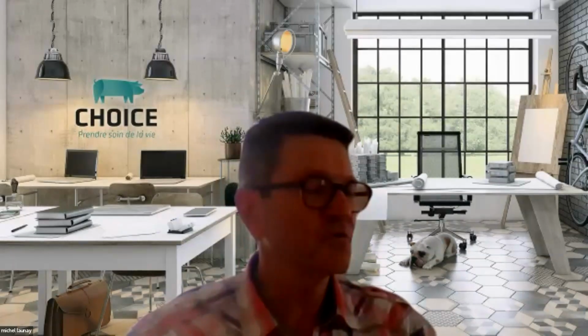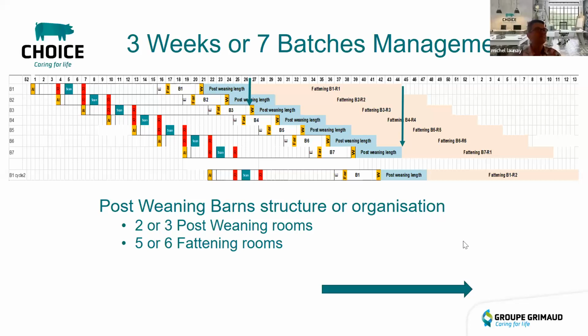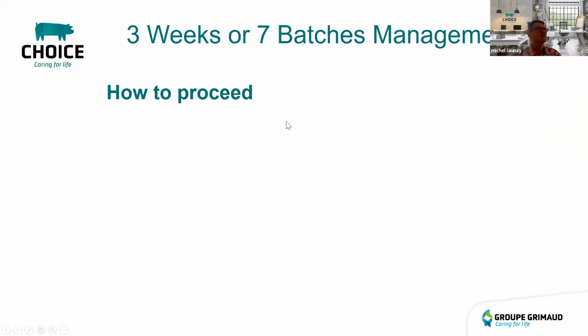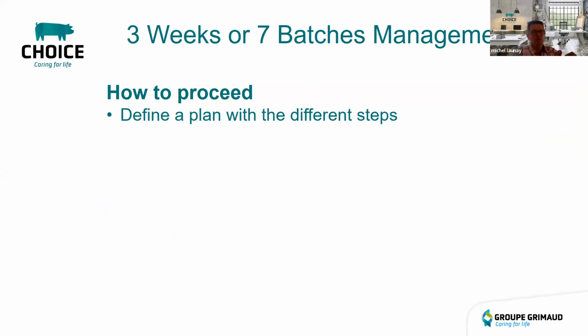So I came back, sorry, to the PowerPoint. Okay, so when you want to move to a 3 weeks batch management, how to proceed? The first step is to define a plan with the different steps. What I mean by this is that it's important to determine when you want to start and how you are moving in the calendar.